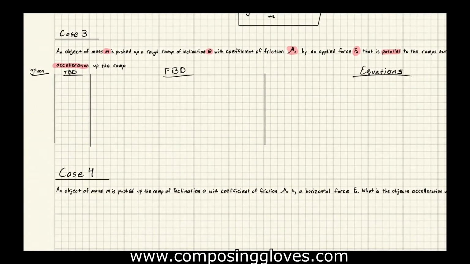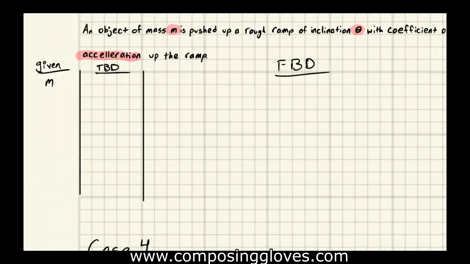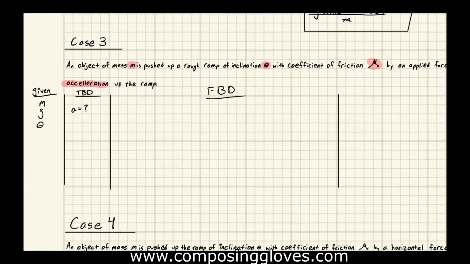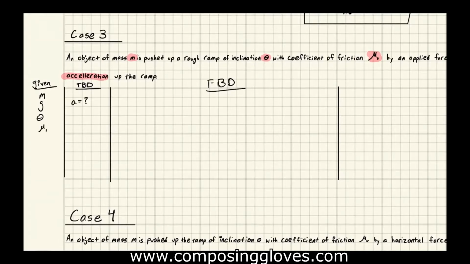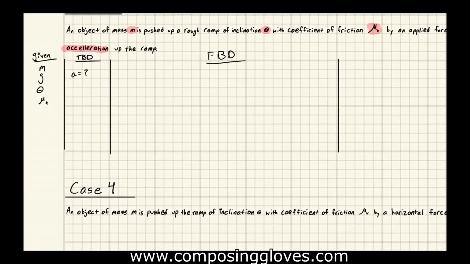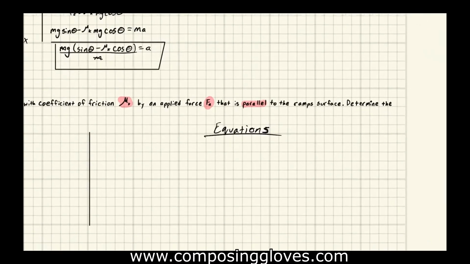I don't know. So we were given the mass. We know we're in a gravitational field. We're given theta. What else are we given? We want to know the acceleration. We're given mu sub k, all the standard stuff. And, oh yeah, we have a force now, and that force is parallel. So we have a force F sub a, capital F sub a. And so we say, okay, cool. And I believe that is it. Yeah, that's it.